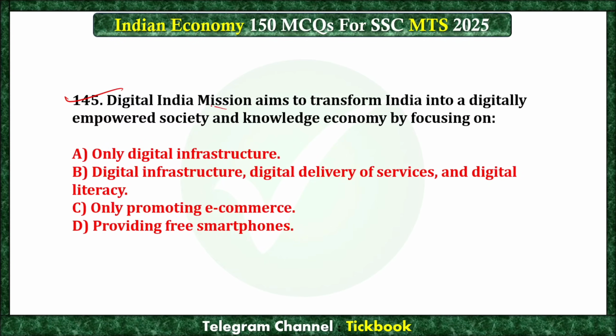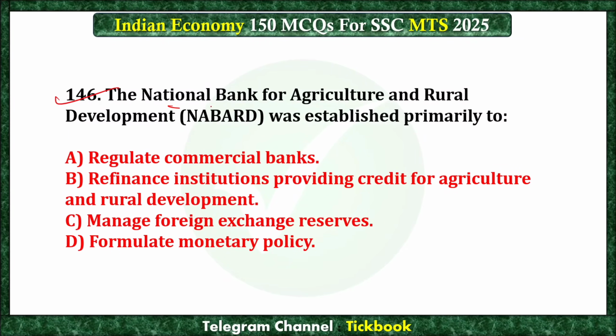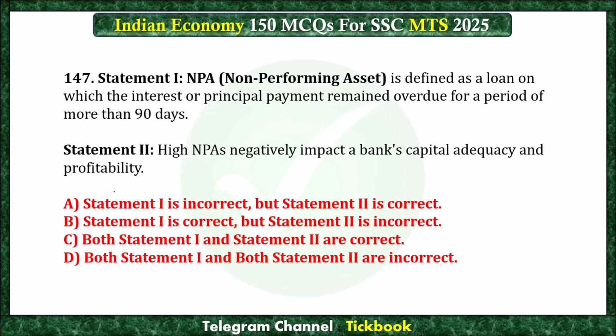And 145, Digital India Mission aims to transform India into a digitally empowered society and knowledge economy by focusing on number B, digital infrastructure, digital delivery of services, and digital literacy. And 146, the National Bank for Agriculture and Rural Development, NABARD, was established primarily to B, finance institution providing credit for agriculture and rural development.